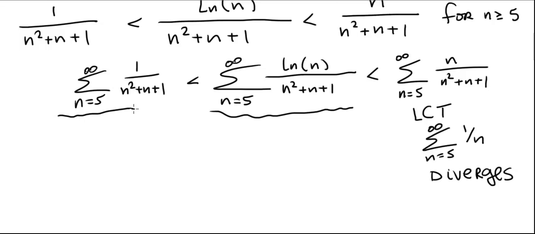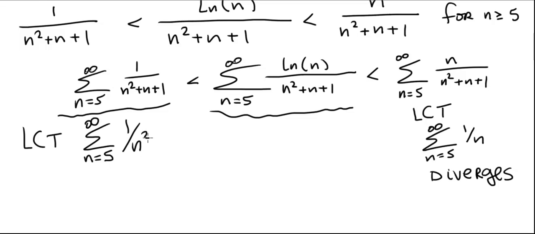Now let's look at the series on the left. The difference in the highest powers is 2. We use limit comparison test to compare it with this modified p series, summation from 5 to infinity of 1 over n squared. Because that series converges, we can conclude that the series on the left also converges.